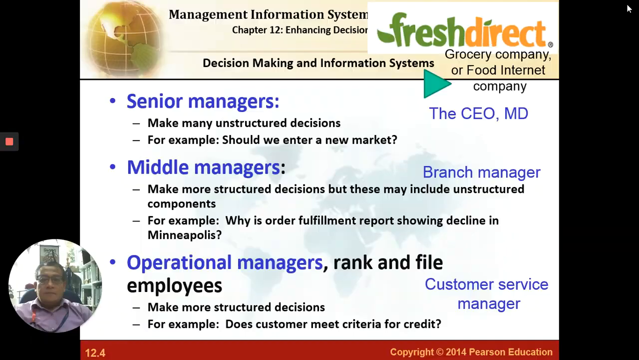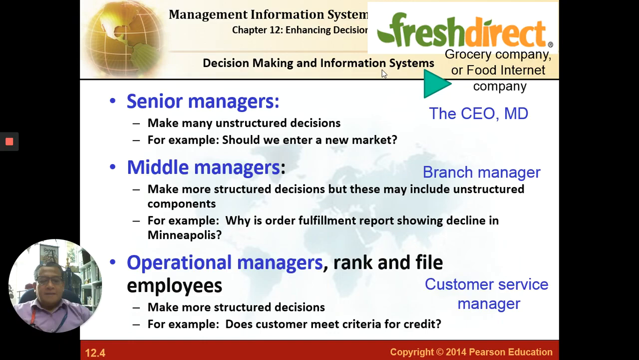Okay, very well. We have seen how the food internet company by the name of Fresh Direct in the United States of America implements the Telegis system, an IT system, in order to supply groceries to their customers. From the deliverer or lorry driver, to the system manager who handles the IT system, and to the director, they are all using the same common system in order to make the best decision to deliver groceries to their customers. So this is how decisions are made by relying on an information system like Telegis.